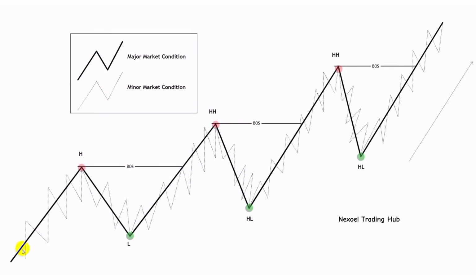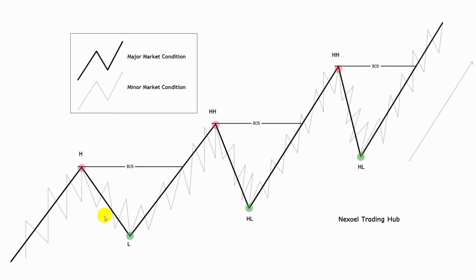Now you can see that in the higher time frame, we have a bullish market condition, because the market is giving us a series of higher highs, higher lows, higher highs, higher lows. We have the impulsive leg move that broke the swing high point and created a new high point, which is now a higher high.